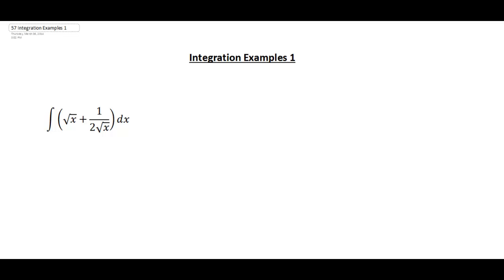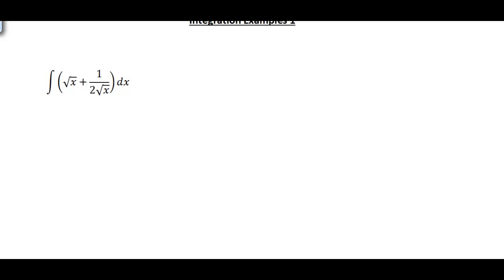All right, now we want to look at some integration examples. The first one we have here is we're looking at the integral of the square root of x plus 1 over 2 times the square root of x. And if you recall before, we do not have a quotient rule, so the first step is to rewrite the integral into a form that we can integrate.